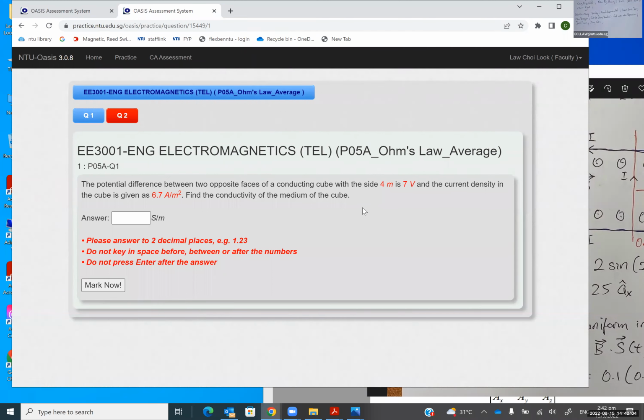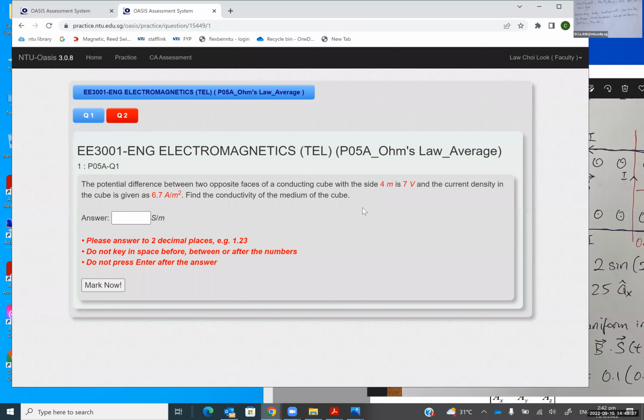The potential difference between two opposing faces of a conducting cube with the side of 4 meters is 7 volts. So you visualize a cube. That means its cross-sectional area is a square, right? With 4 meters by 4 meters. So 16 square meters in cross-sectional area. And then it runs some length, right? The voltage difference between the upper and lower face is 7 volts.